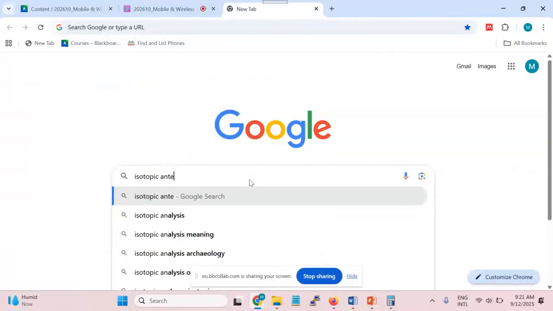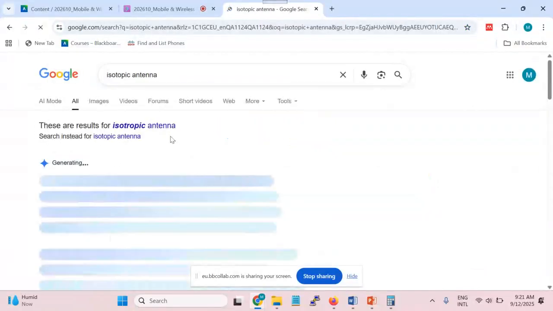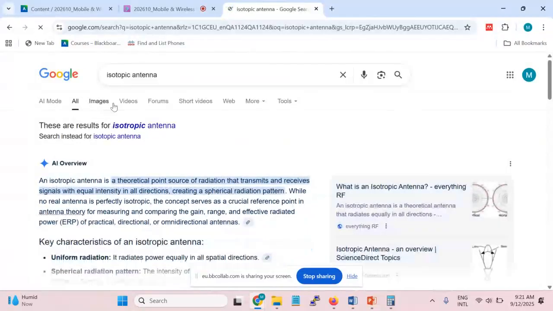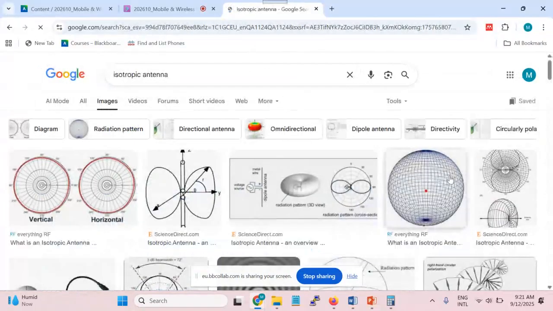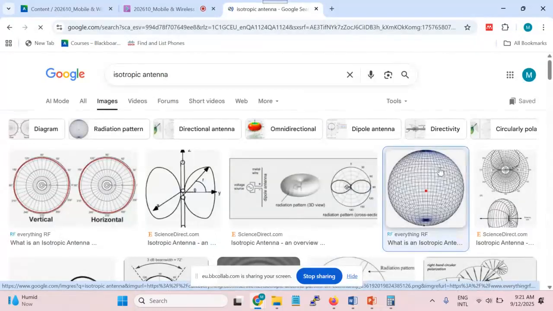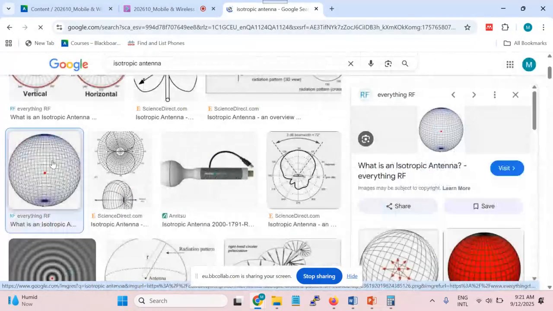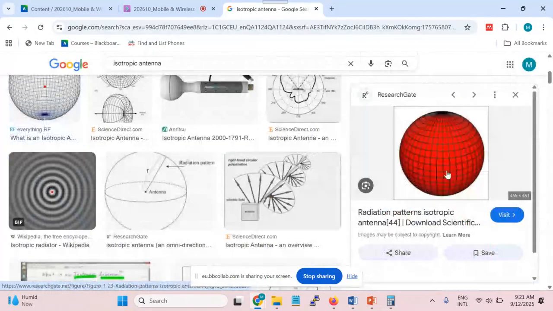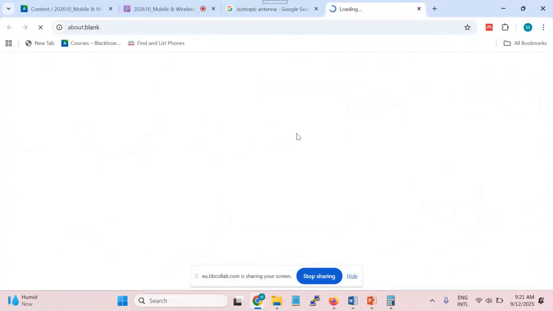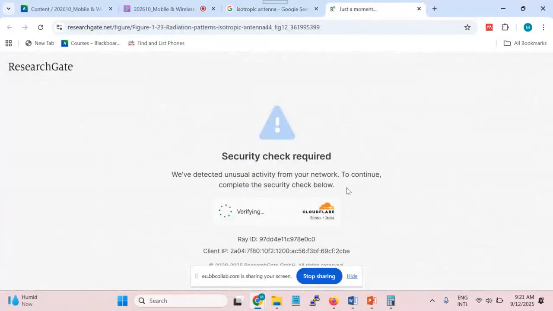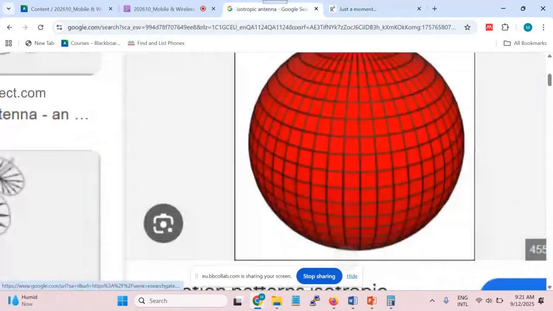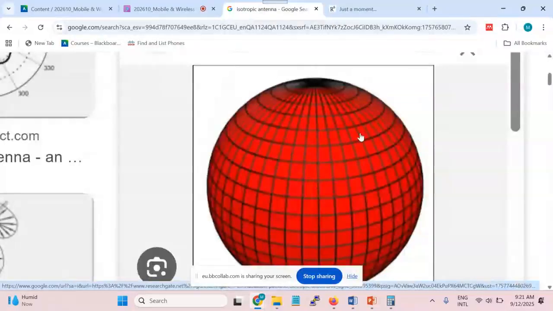Isotropic antenna. This is a spherical shape. It radiates power in all directions equally.